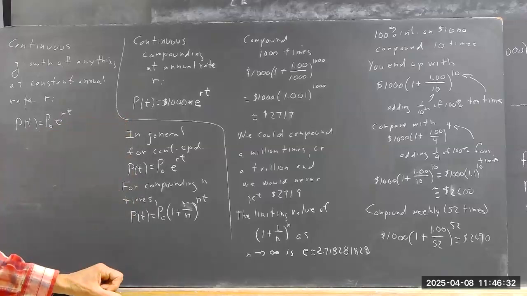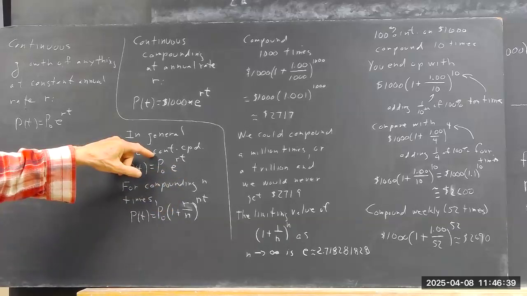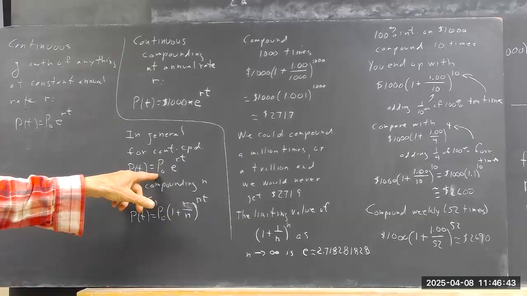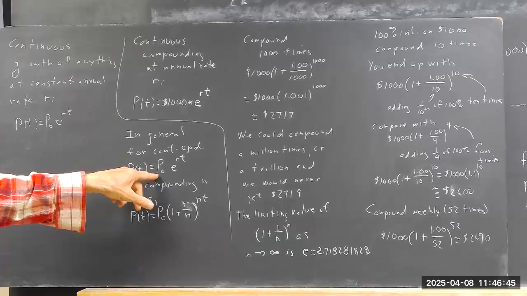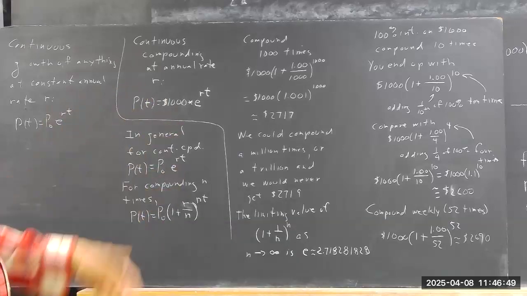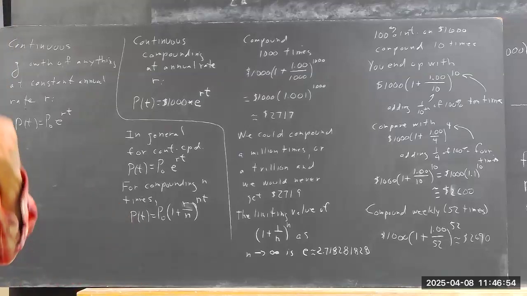Then there's a statement here. It says in general, for continuous compounding, P of t equals P naught e to the RT, where P naught is your t equals 0 quantity. Could be your principal of an investment. It could be a population. Could be something else. Something that grows exponentially.